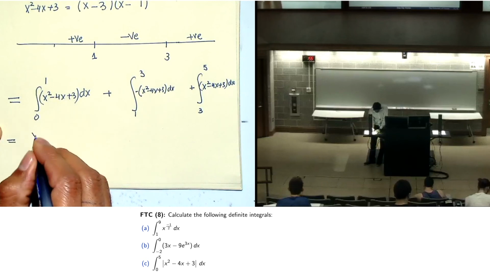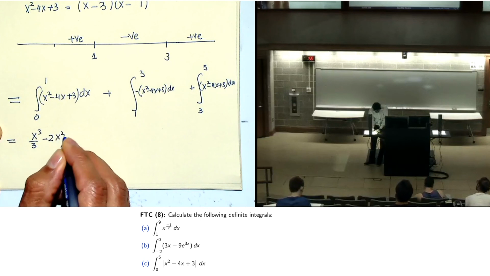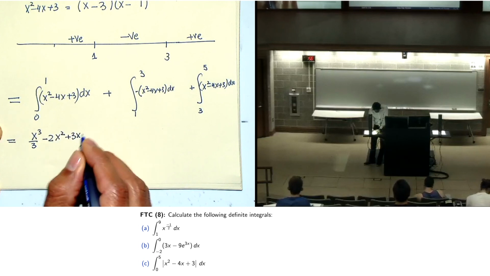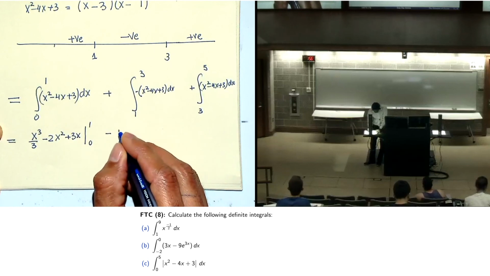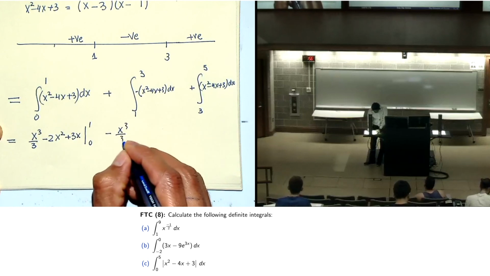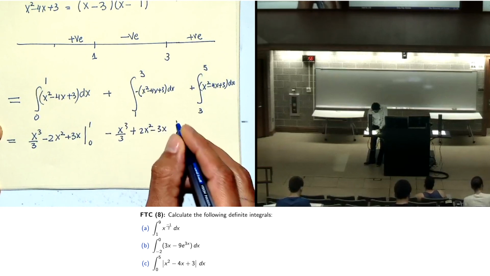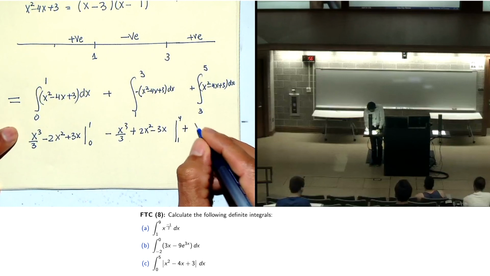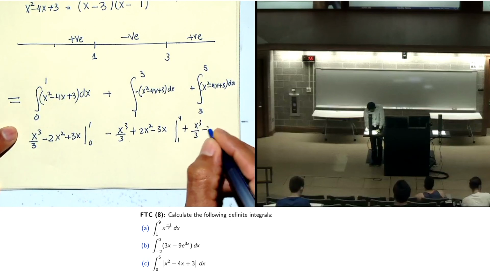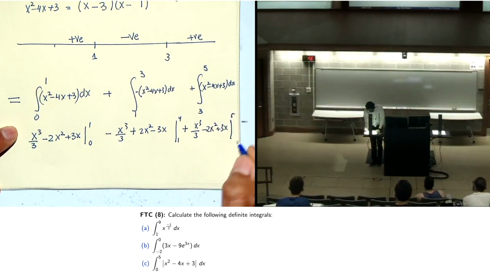So this is going to be x cubed divided by 3, this is going to be 2x squared, this is going to be 3x, upper limit minus lower limit. This is a minus sign, so it is x cubed over 3 minus 2x squared plus 3x from 1 to 3. And this is the same thing, x cubed divided by 3 minus 2x squared plus 3x, this time from 3 to 5.